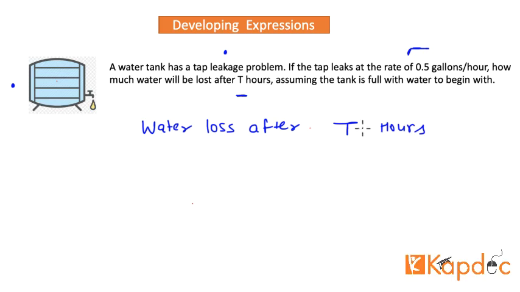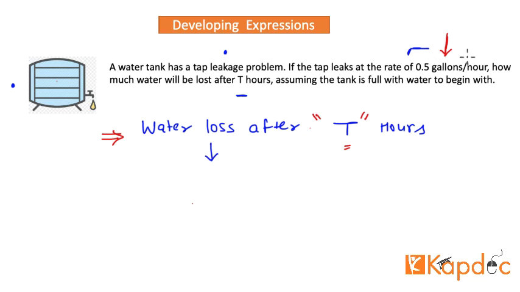And does that give you a hint of what your variable is? The variable is exactly what we are seeing right here: the T, the amount of time, because water loss is strictly related to two things. One is how much time we are giving this water to leak, and of course the leakage rate. But you see, the leakage rate is 0.5 gallons per hour, and it seems to be fixed, right? It won't change with time. The leakage rate is constant in a way, right?